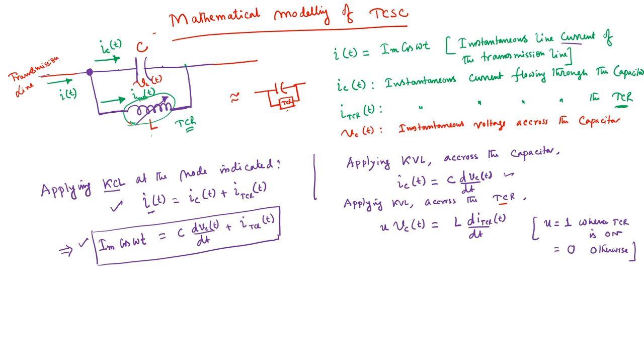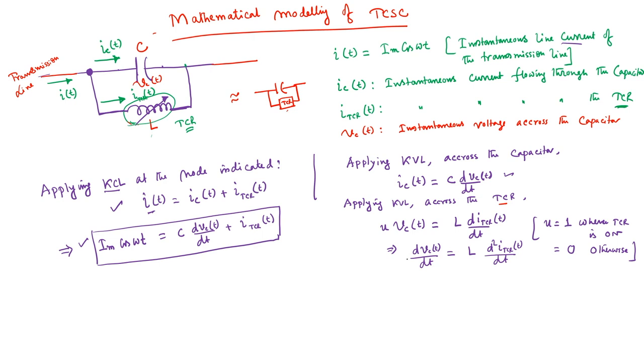Okay. Now, from this equation, again we can write one thing: if we differentiate this v_c(t) with respect to t on both sides, then dv_c(t)/dt will be equal to L d²i_TCR(t)/dt². Of course, when u is equal to 1.